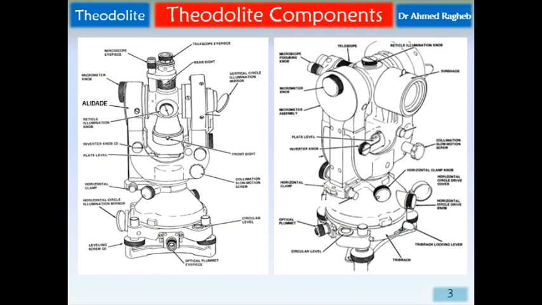The different components of the theodolites. First, the leveling screws, in order to level the horizontality of the theodolite.